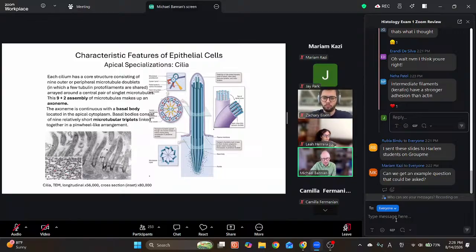So if we show you a TEM of a cross-section of an apical specialization, you should be able to identify whether it's a cilium or a microvillus, and then identify the parts of that cross-section. The other piece of the cilium, when it gets into the cytoplasm, is called the basal body. The basal body has a different ultrastructure. This is a drawing of it. It's composed of microtubular triplets arranged in a pinwheel pattern. So you should know that the axoneme, the portion of the cilia that extends above the apical membrane of the cell, has an internal structure of microtubules in a 9+2 assembly, and the structure of the basal body of the cilium is microtubular triplets arranged in a pinwheel formation.